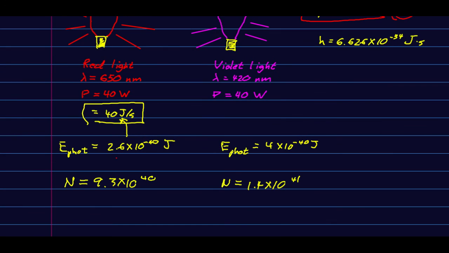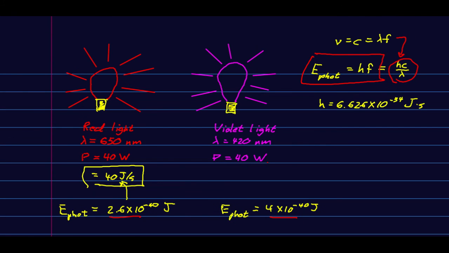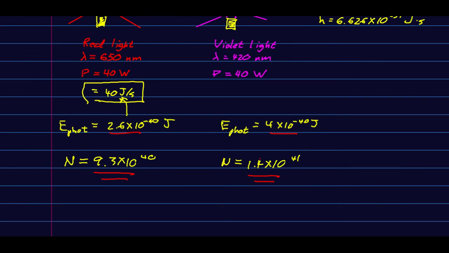And so now if you calculate each of these, you see, as you expect, that the violet light with the shorter wavelength or higher frequency has higher energy per photon, and so even though these light bulbs are emitting the same power, the red light bulb is emitting more photons per second than the violet because the violet bulb's photons each pack a bigger punch.